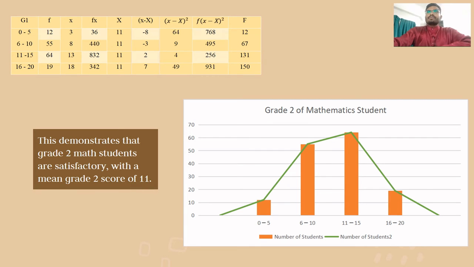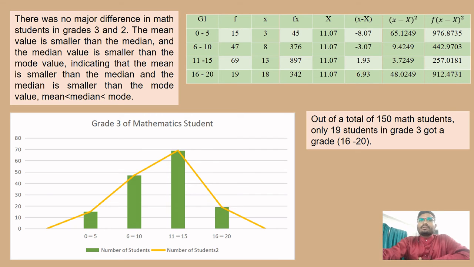So next, for grade 2, or the grade of period 2, you can clearly see that grade 2 for 11 until 15 is greater than 6 to 10 and 0 to 5. Meanwhile, grade 16 to 20 is lower than the rest. This demonstrates that for grade 2, or the second period, math students are satisfactory with a mean grade 2 score of 11.